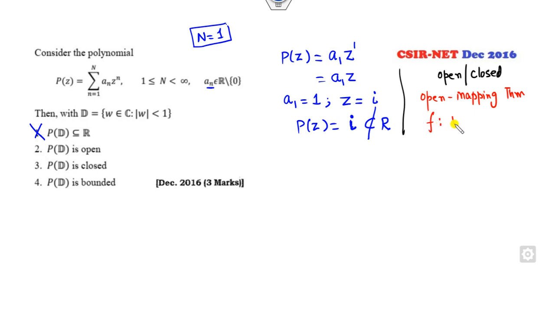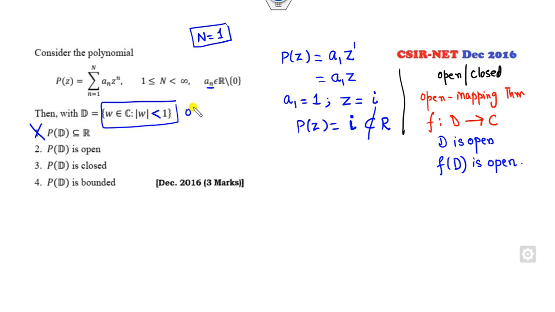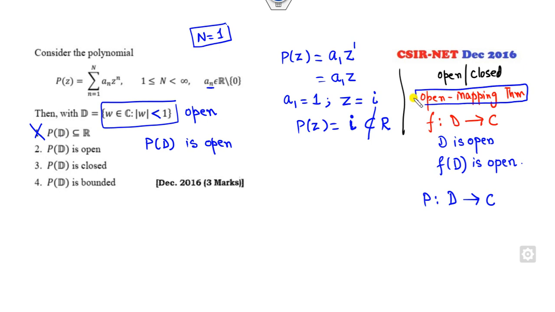If you have a mapping F from D to C, any complex number, and if you prove D is open, this domain is open, then F of D is also open. Now look at what capital D is. You can see it's strictly less than, so this is open. If P is my polynomial mapping, I call F my P, a mapping from D to C. It means F of D is open by the open mapping theorem. So this is correct, and closed is cancelled.